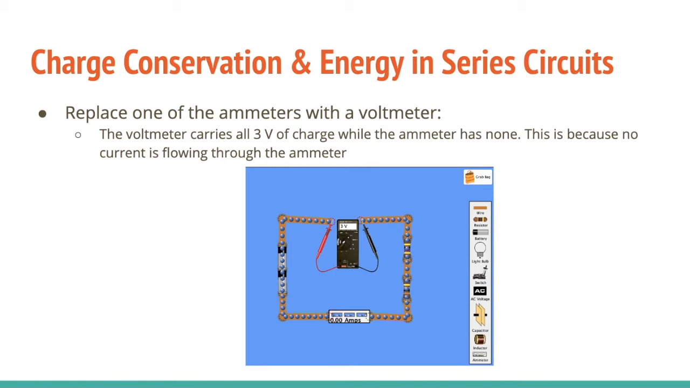So when I replaced one of the ammeters with a voltmeter, I found that the voltmeter carries all 3 volts while the ammeter has none, and this is because no current is flowing through the ammeter.